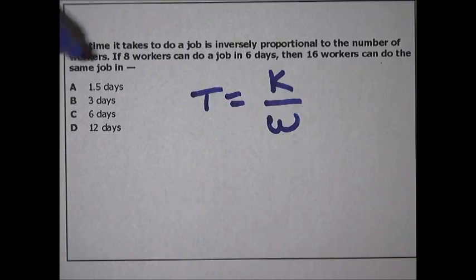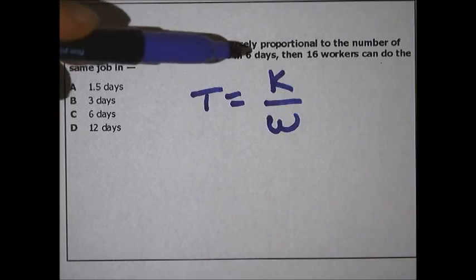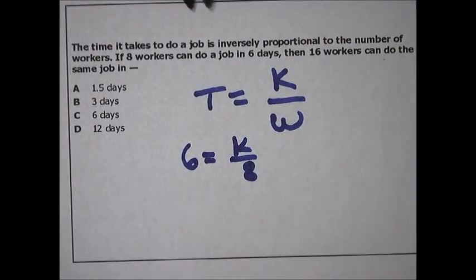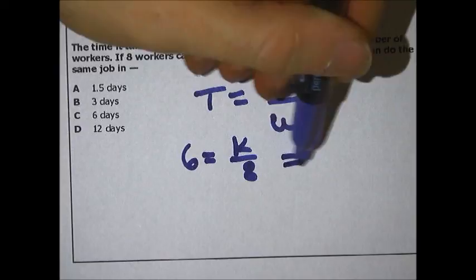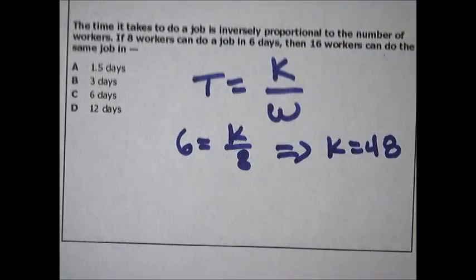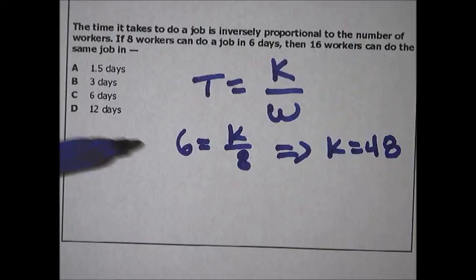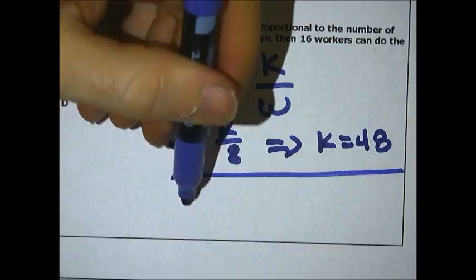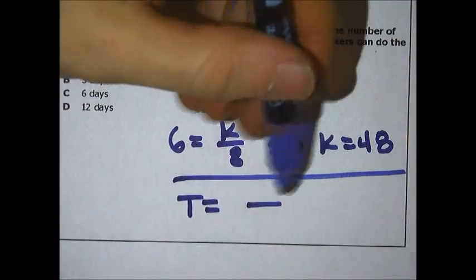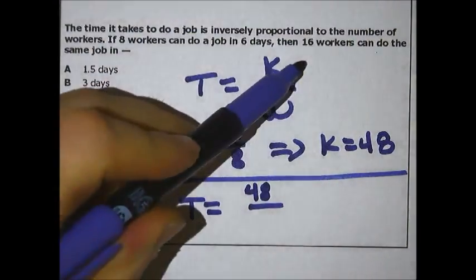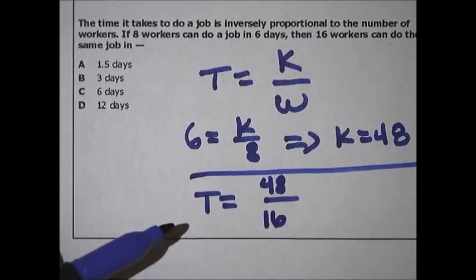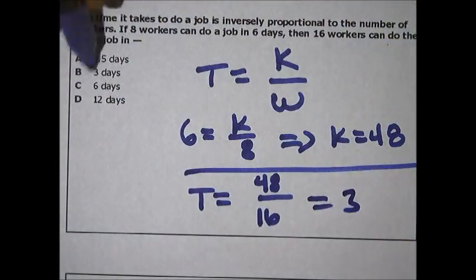We keep reading. If 8 workers can do a job in 6 days, so 8 is W, 6 is your time. So 6 is equal to K over 8. We always want to solve for K. I multiply both sides by 8. K is equal to 48. Keep reading. Then 16 workers could do the same job in, so they're asking us to find the time. So T equals, we know K is now 48, and they're telling you to use 16 for the number of workers and solve for T. T is equal to 48 over 16. T is equal to 3.